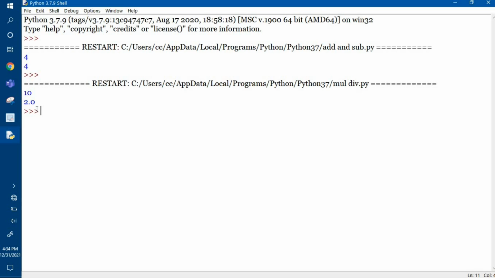And for division operator, for which we use forward slash, it will always provide value in floating point numbers, that is decimal. So whenever we divide any number by any other number in Python, it will provide us the output in decimal format. Now one of the most important topics in this concept is floats, that is floating point numbers.